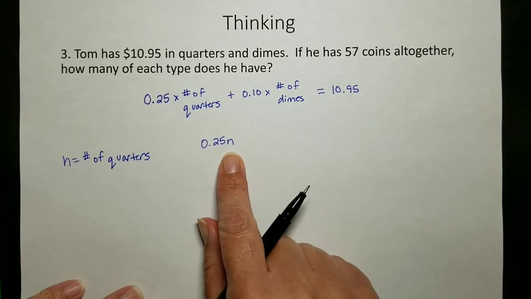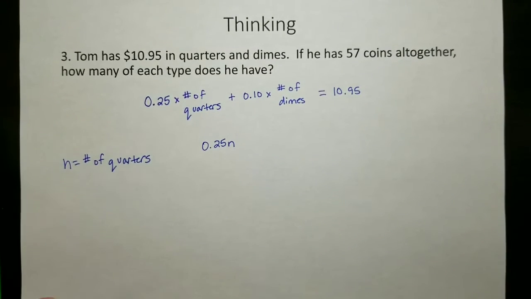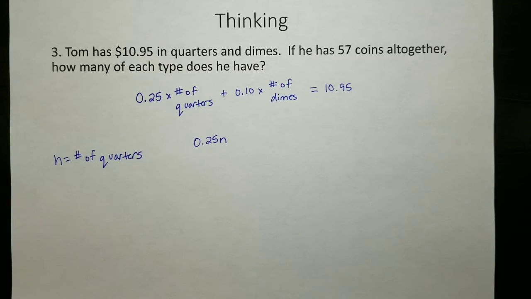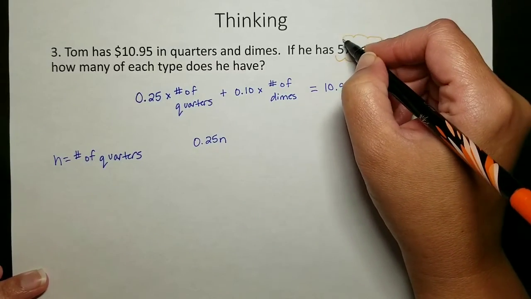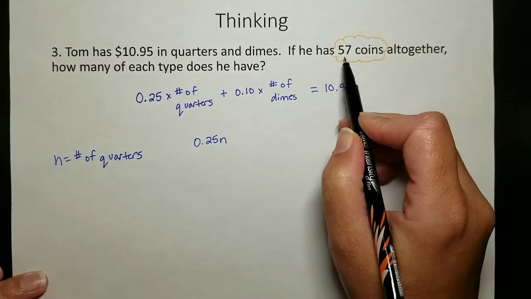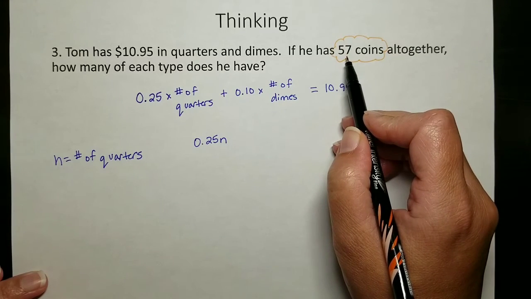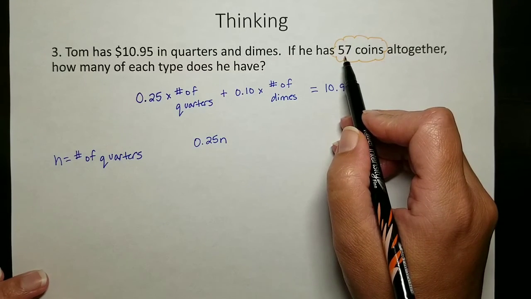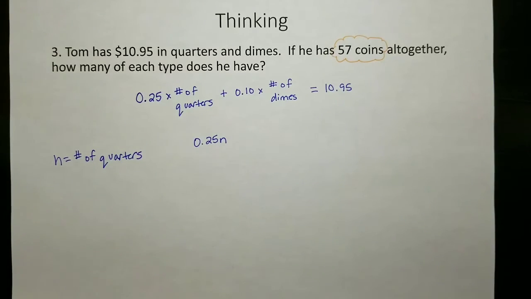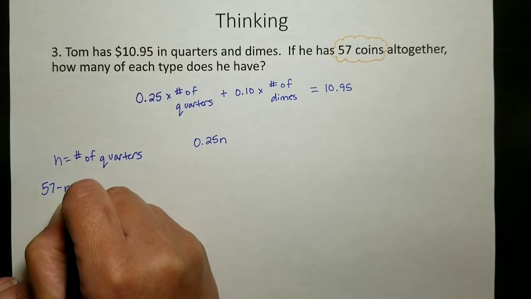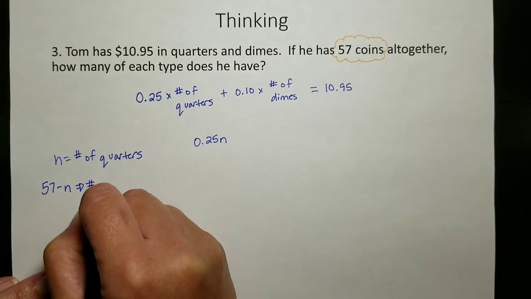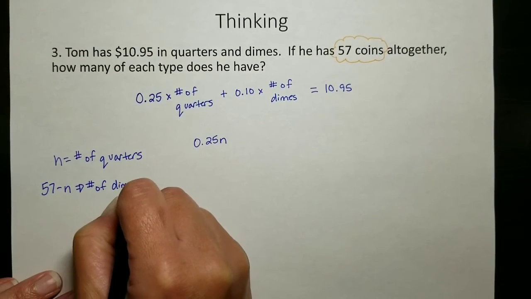If you knew how many quarters, what information could you use in the question to figure out how many dimes? Like if I said he has 23 quarters, how many dimes would he have? You know that he has 57 coins altogether. So however many quarters he has, you can subtract it from 57, and that's how many dimes. So I'm going to say 57 minus n. That's the number of dimes.